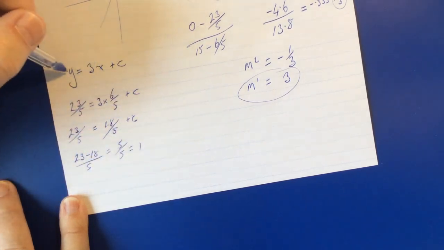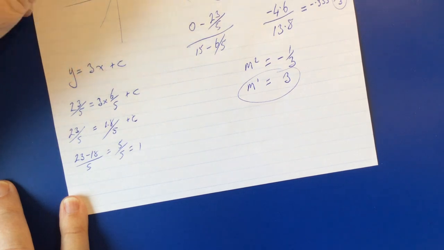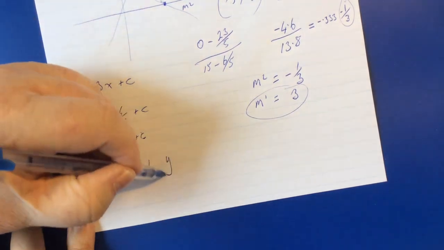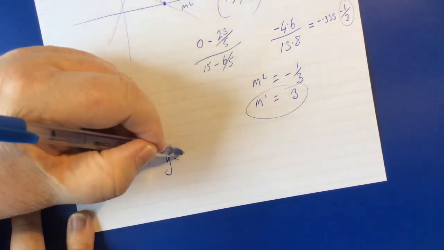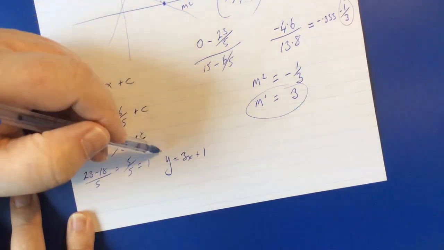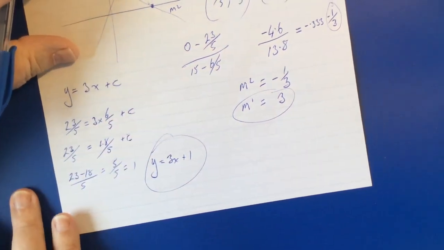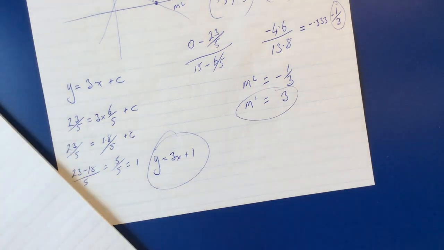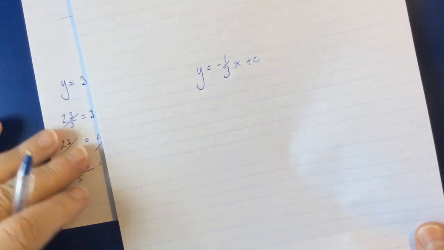So the equation of this line here is going to be y equals the gradient, 3x plus c, 1. We found our first equation. Now, I'm going to need another piece of paper, so just bear with me while I get that and set that up. The other equation is y equals negative 1/3 x plus c. This is our other equation.